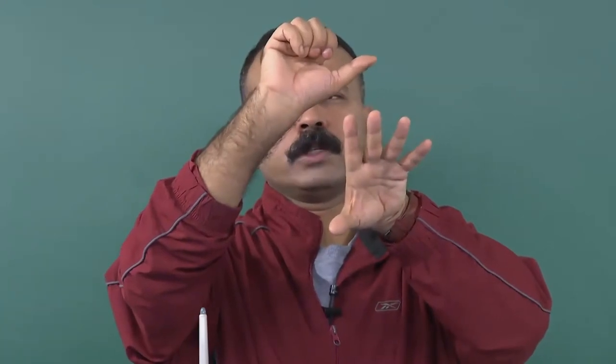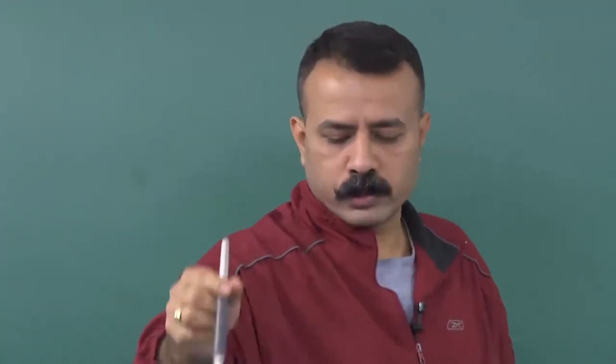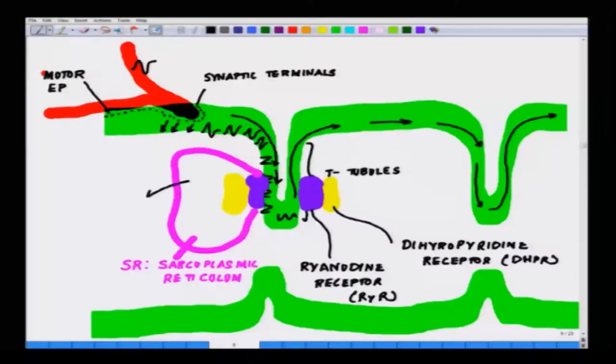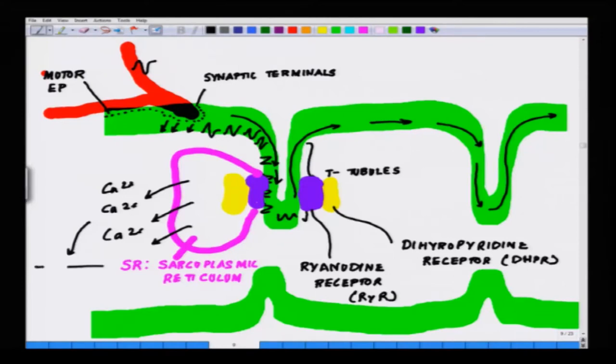Say for example, let us assume ryanodine senses it. Once it senses, it tells this one, you open up. Once it opens up, the calcium goes out. So, essentially the end result what we see is this calcium from sarcoplasmic reticulum is being flushed into the inside of the cell. And it is this calcium which goes to that fine structure which promotes your sliding filament motion.